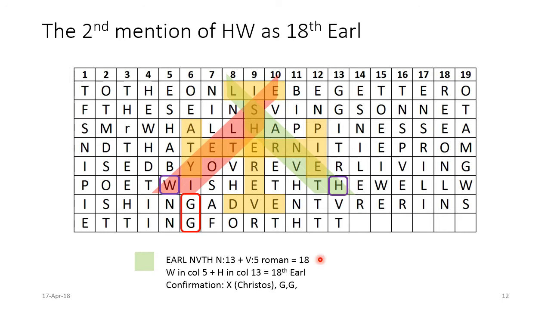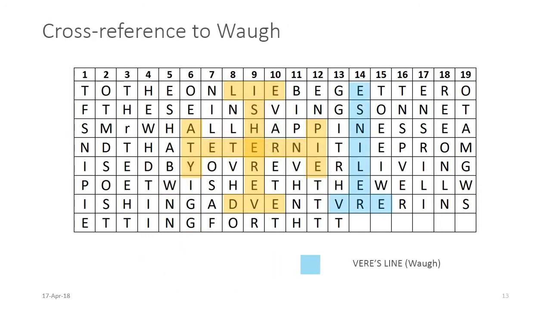So the 18th Earl. But if that's not enough to convince you, we have Wriothesley, W for Wriothesley in column 5. The columns are important, remember. And H for Henry in column 13. If you add them up, you also get 18. So we have Henry Wriothesley, the 18th Earl. You could say that this is making it 3 times, but I'm saying it's just confirming the second time. And again, the confirmation in Christos and God and God. So that was my next discovery.